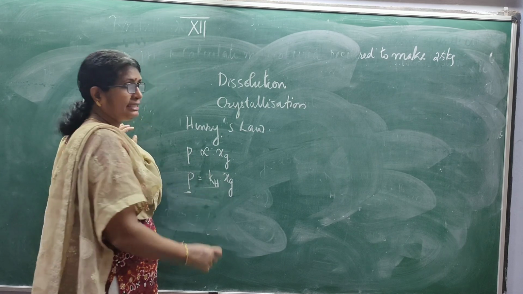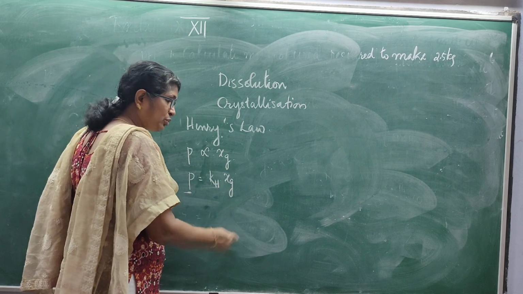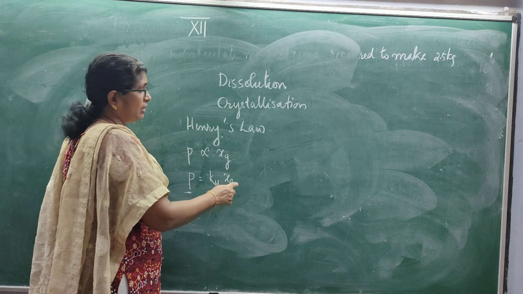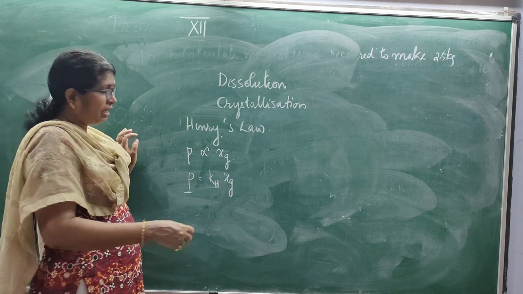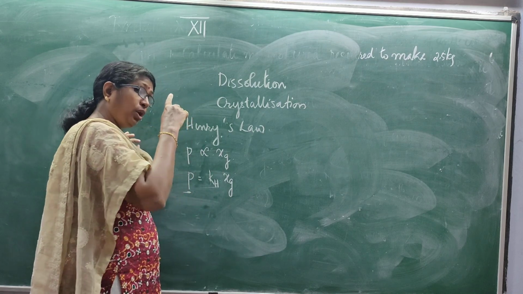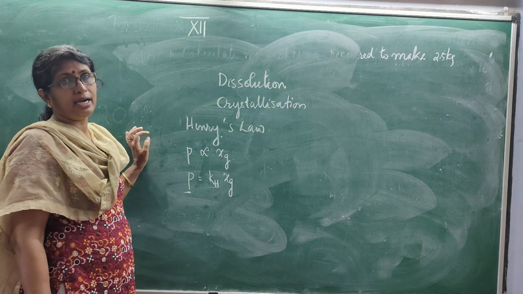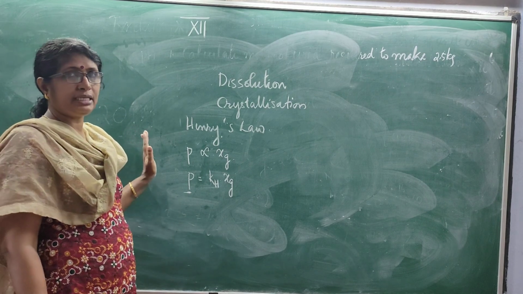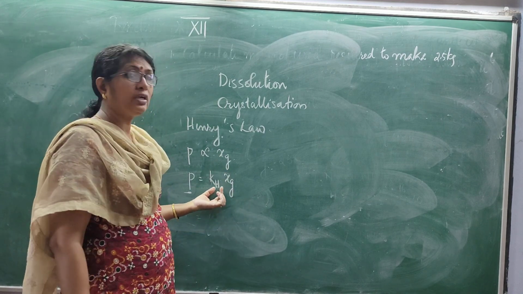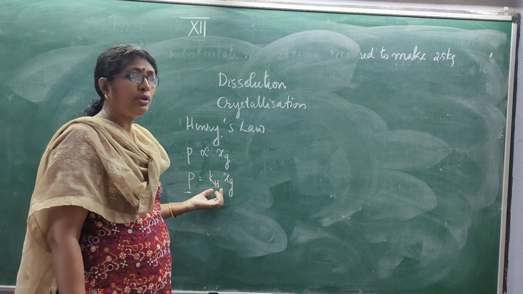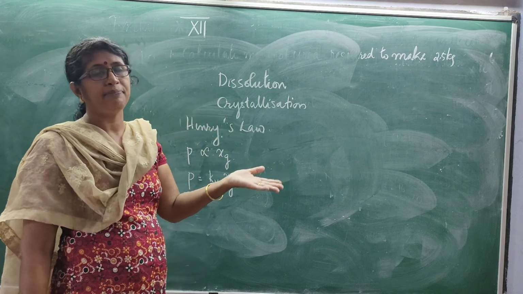If the value of kH is low, its solubility will be high. If the value of kH is very high, the solubility of that gas, that is the mole fraction of the gas in liquid, will be very low. But for a particular partial pressure, that is a particular temperature, the solubility of a gas depends on its kH value. If kH value is very high, solubility will be less. If kH value is very low, solubility will be high.